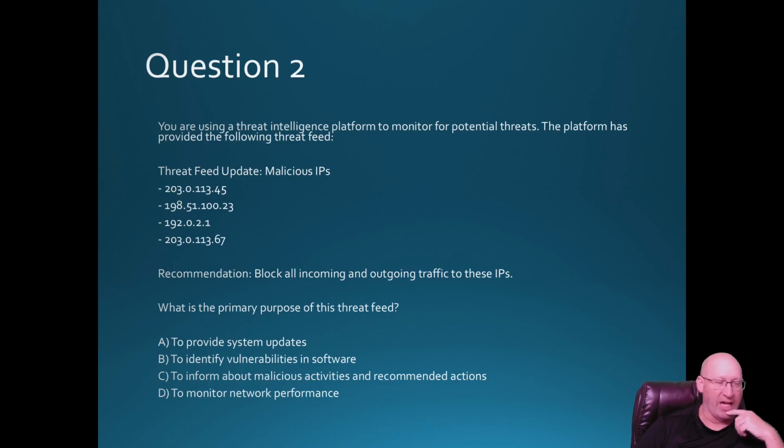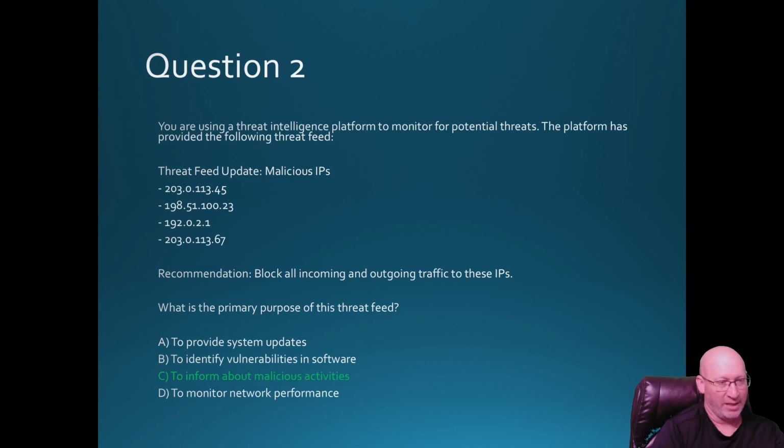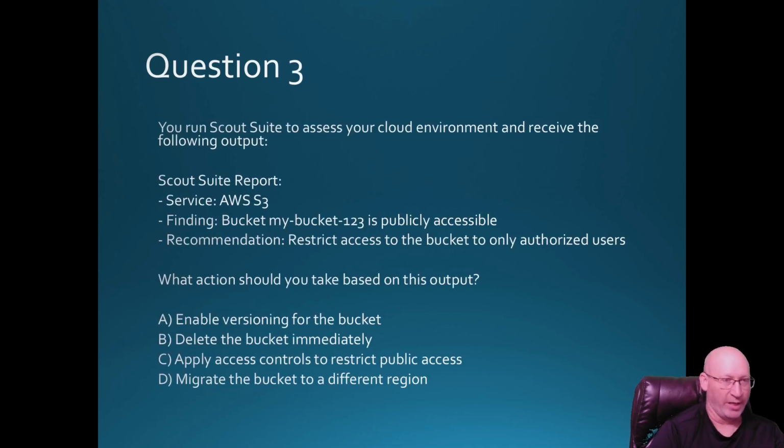I feel like this is kind of an easy one once we've narrowed it down this far. I don't think it's to monitor network performance, right? We have IP addresses that are malicious, and so C is to inform about malicious activities and recommend actions, and it's doing both those. It's telling us here are some malicious IP addresses. We should block these IP addresses, and that's what it's telling us. It's very cut and dry. I feel like C is the right answer, and there it is, right there. We can see C is the correct answer. There we go. All right, question number 3.